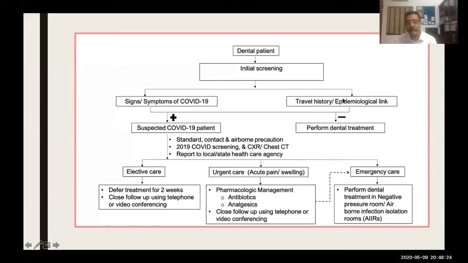If there is nothing, if the history is not applicable, then you perform the regular dental treatment. In case you suspect the patient to be COVID positive, then you need to report it to the state health authorities. You need to ask for all the relevant tests to be taken. In that case, the question of elective treatment comes, or you want to avoid treatment, you can only do urgent care with the pharmacological management or whatever that is. So this is one of the basic things.